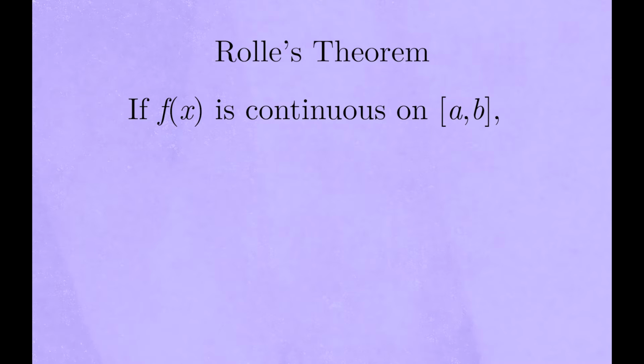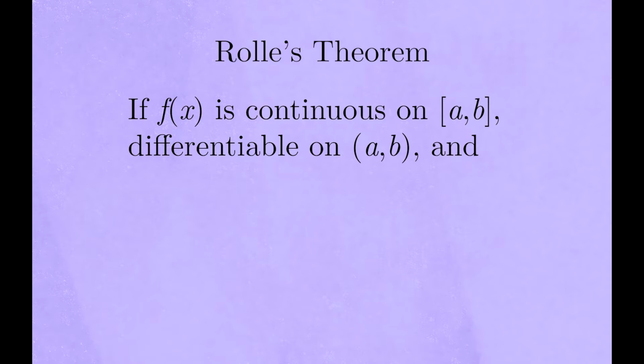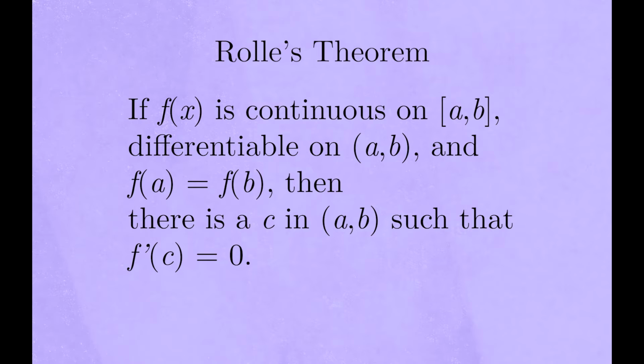To arrive at the theorem, it is instructive to look at a special case called Rolle's theorem. Rolle's theorem says that if f is a function that is continuous on the closed interval a to b, differentiable on the open interval a to b, and additionally f of a equals f of b, then there must be a point c in a to b such that f prime of c is 0.